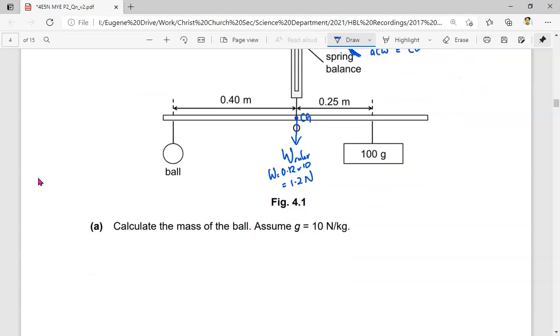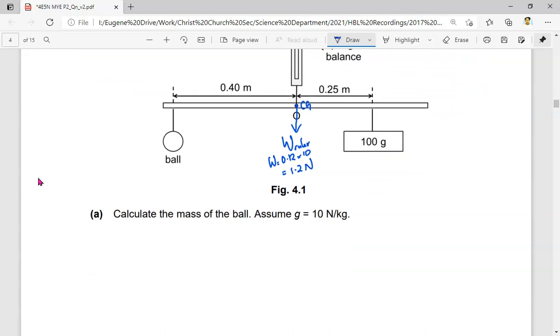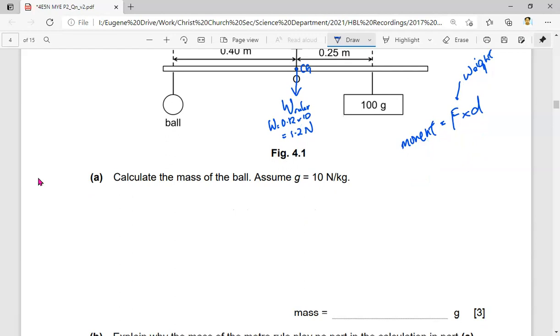Now, but I need you to take note of this. For you to use moments, you cannot use the mass. You need to use the weight. Because moment is equal to force multiplied by distance, and grams are masses. It is not a force. But if I'm able to convert mass into weight, because weight is the gravitational force acting on the object, right? So if I'm able to convert it to weight, I can do the question.